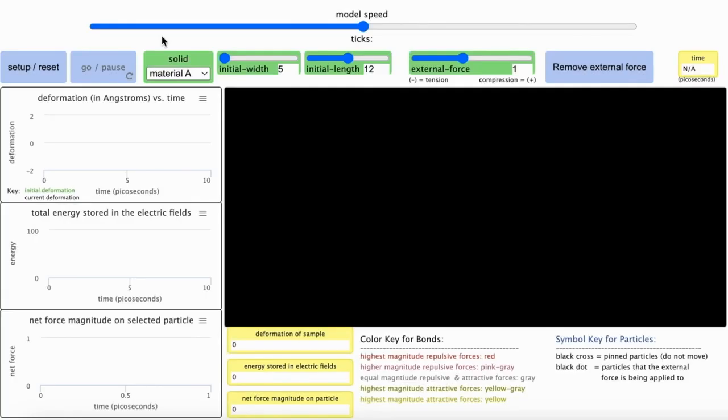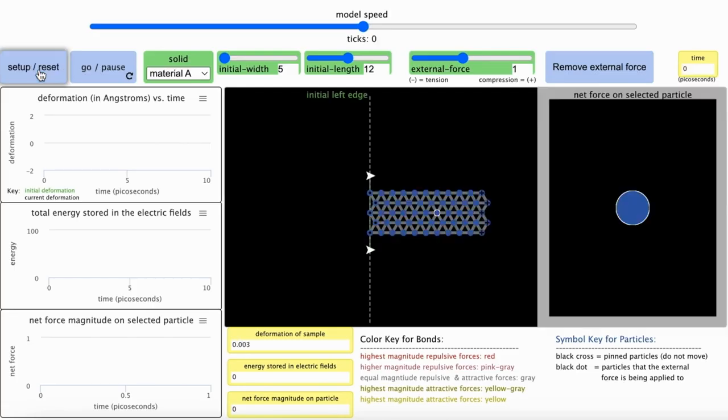A modeling tool shows a slider for model speed, buttons for setup/reset, go/pause, and remove external force. There are sliders for initial width, initial length, and external force. Graphs show outputs of deformation in angstroms, total energy stored in the electric fields, and net force magnitude on selected particle.